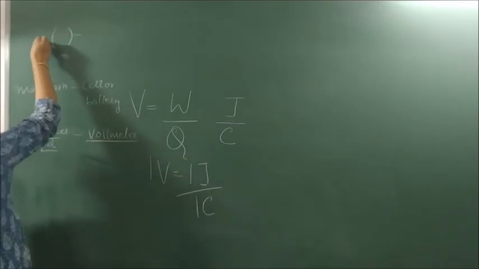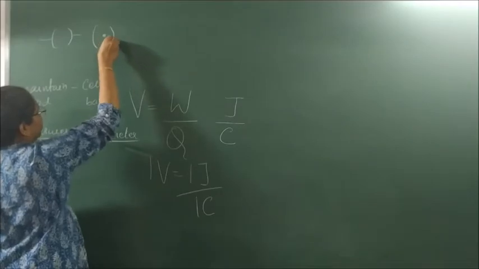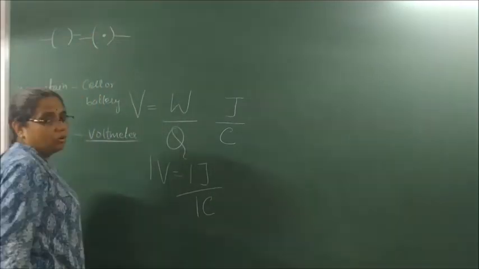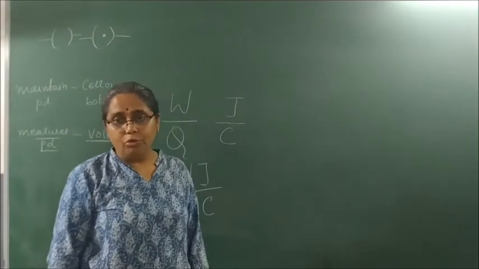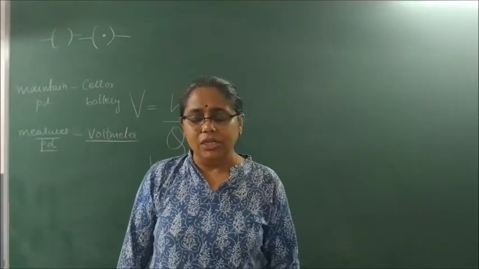What is the difference in the plug key? If I write like this, it is an open circuit. If I write like this with a dot, it is what circuit? Closed circuit. I have taught you open and closed circuit. Then we studied different electrical symbols.